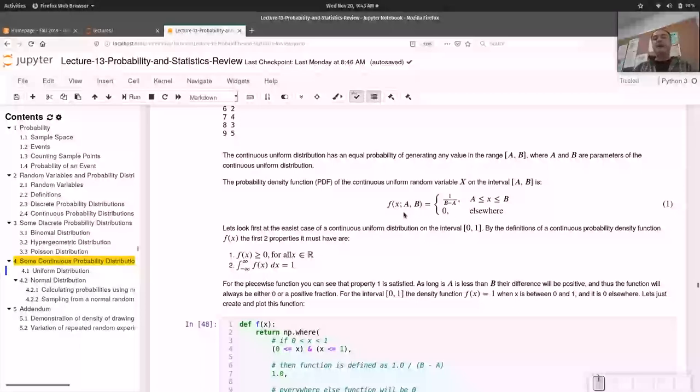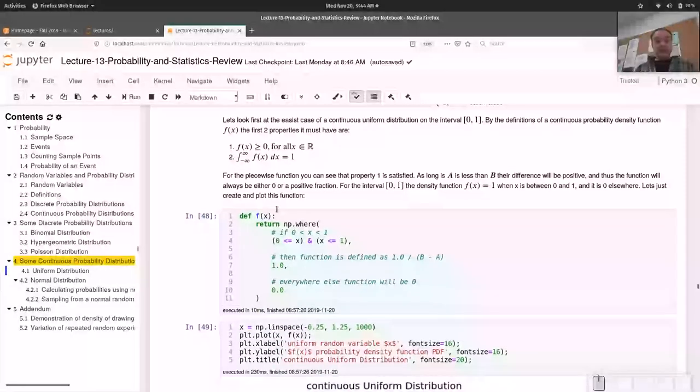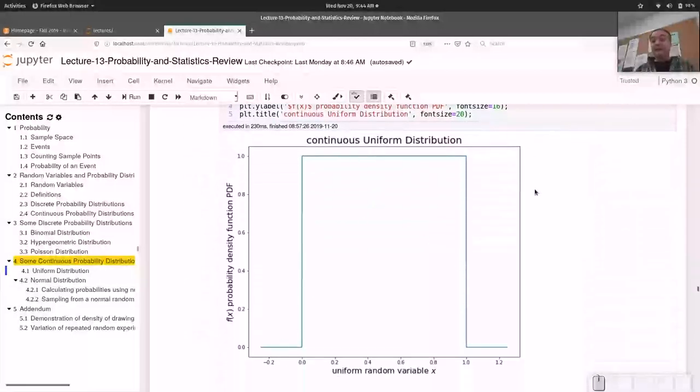And then here, a and b are metaparameters. a is the beginning of the interval, and b is the end of the interval that x can range within, right? So if we're using the unit interval 0 to 1, a would be 0 and b would be 1. The probability density function, when a is 0 and b is 1, b minus a is just 1, right? So the probability density function is 1 whenever you're between a and b, and is 0 everywhere else, okay? So let's plot that, and then I'll come back to that. It looks like this, okay?